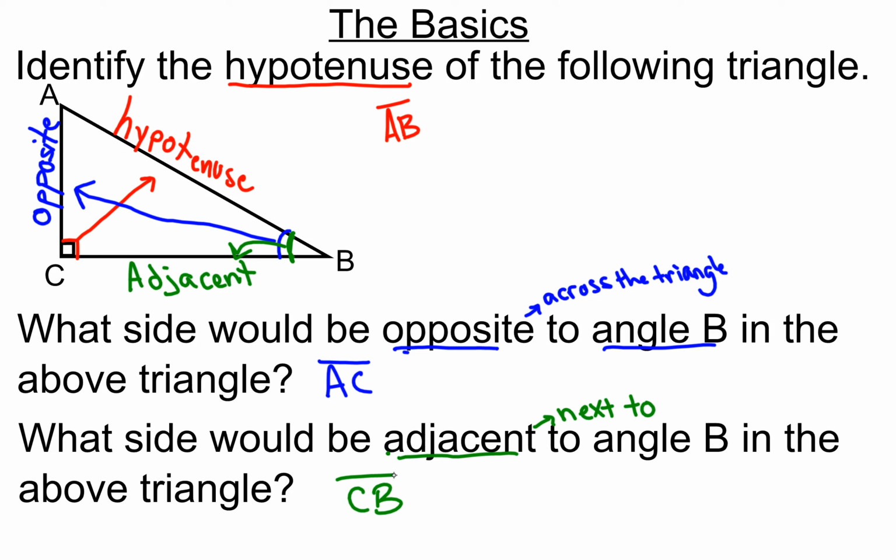So that's the basic skill that you guys need to have to be able to do right triangle trig. You have to be able to identify what the sides are, opposite, adjacent, or hypotenuse, based off of a given angle. In this case, we were given angle B. All right, let's take this a step further and get some more practice with it.